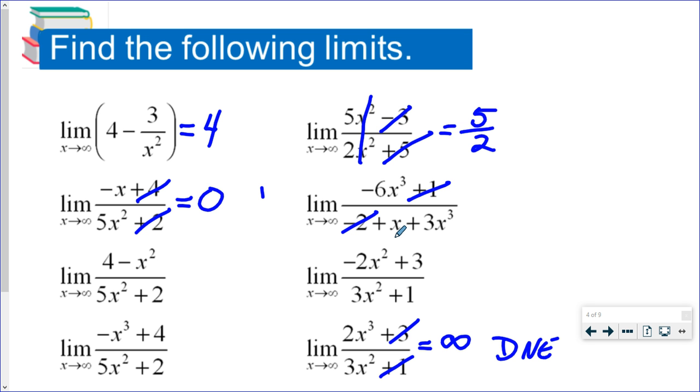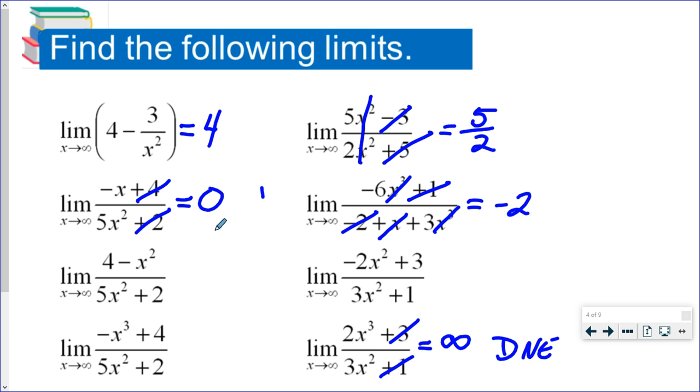It wouldn't even matter if it was an x squared. If there's also an x cubed or anything higher with it, it's not going to matter. I understand, especially when you think about it in terms of money, billions of dollars matter. But the minus 2 doesn't matter, and this plus x doesn't matter. This x cubed and this x cubed just do what to each other? Cancel each other out. So negative 6 over 3 is indeed negative 2.